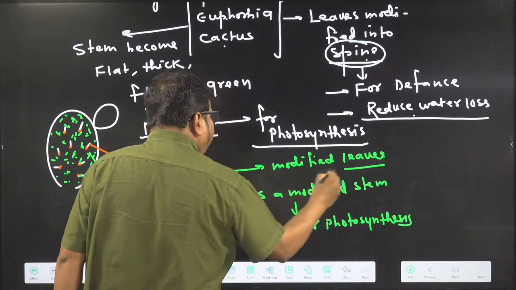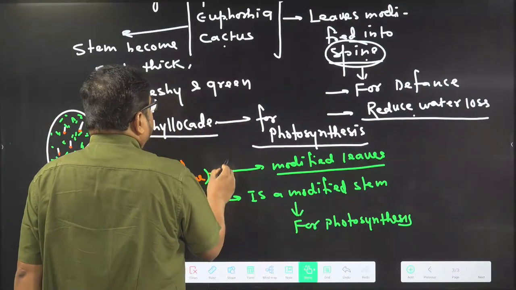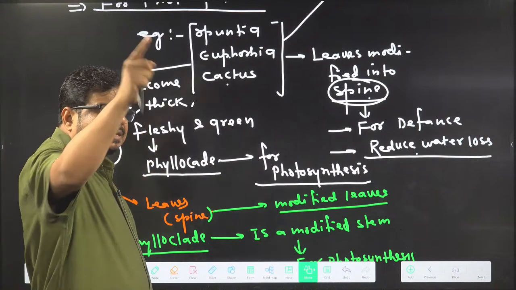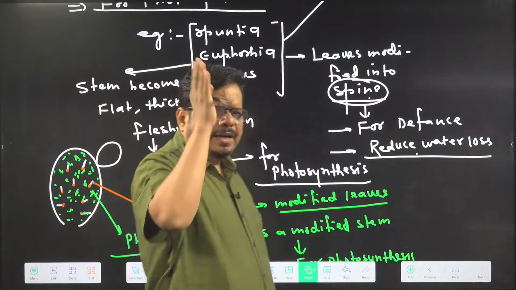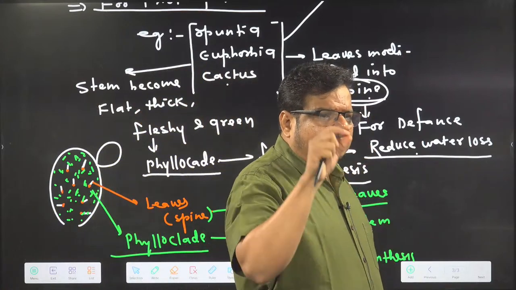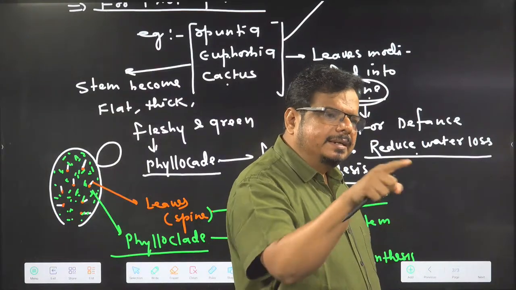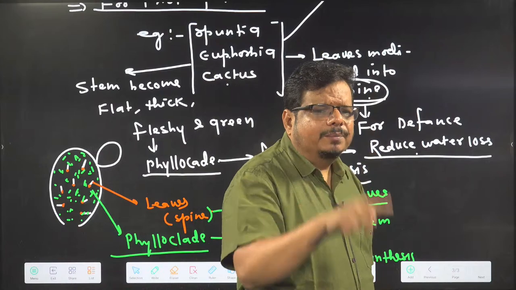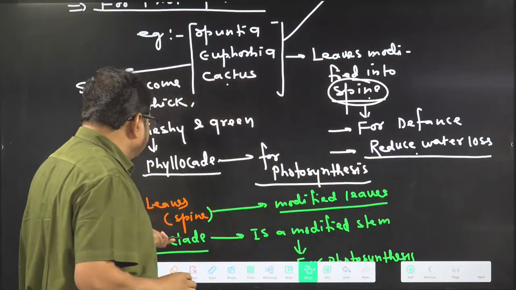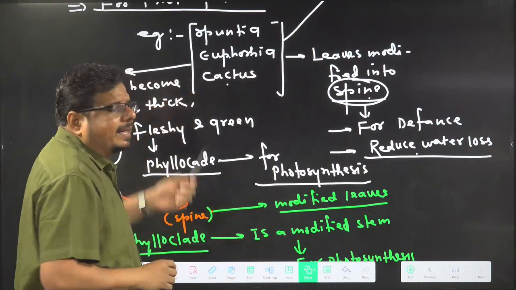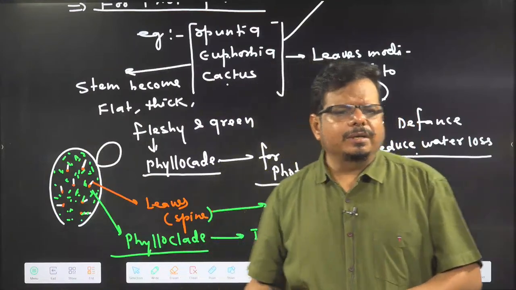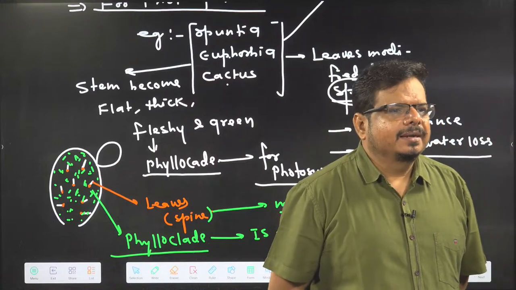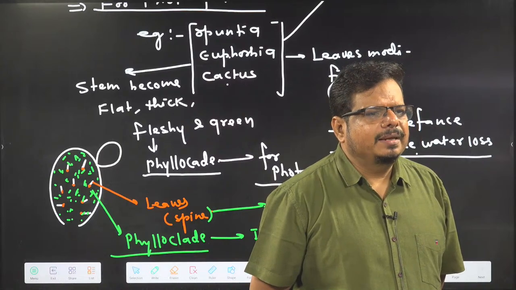So what we are finding is that in case of Opuntia, Euphorbia, cactus, both leaf and stem are modified. So if they ask, phylloclade is a modification of stem present in Euphorbia, cactus, and Opuntia. And spine is a modification of leaf present in the same. Purpose of phylloclade is photosynthesis. And purpose of spine is defense and protecting against loss of water. So it is a beautiful example where both stem and leaf are showing modification. Getting the idea or not?